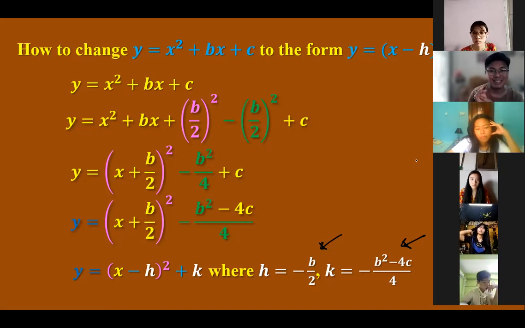H equal to minus b by 2, k equal to minus b square minus 4c over 4.